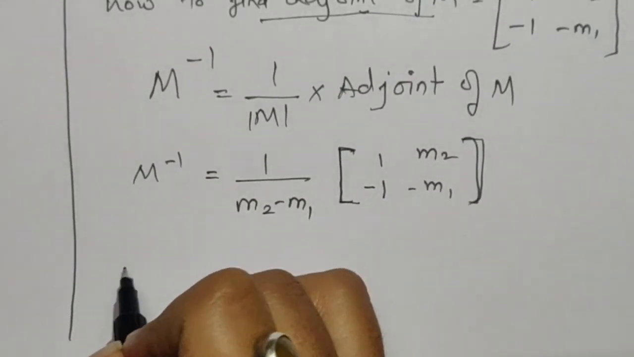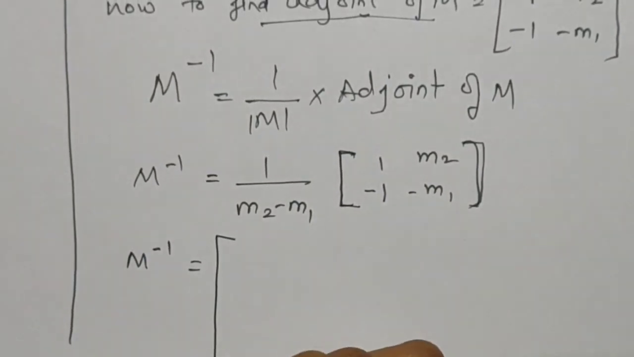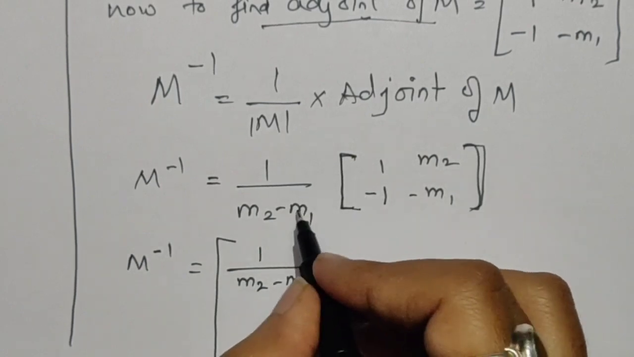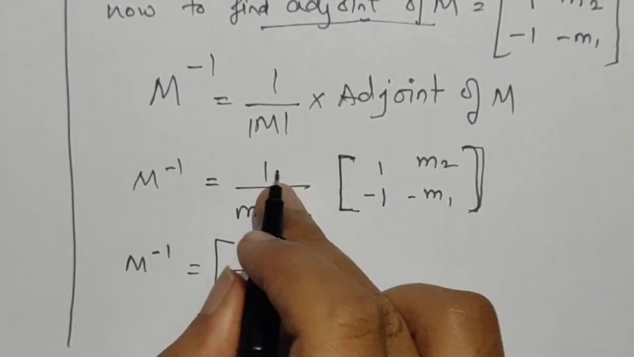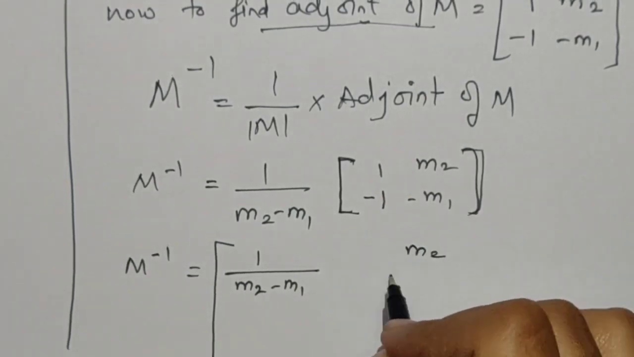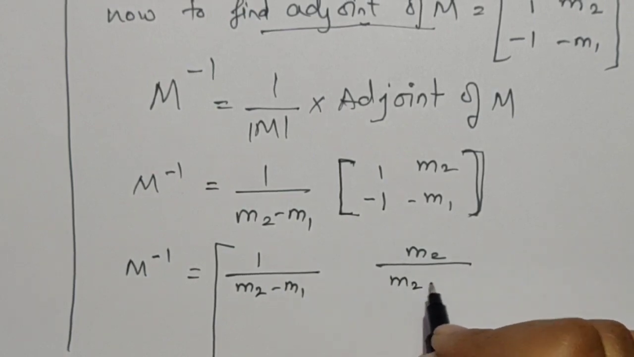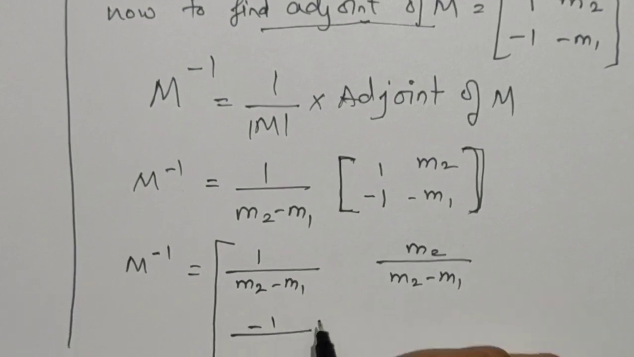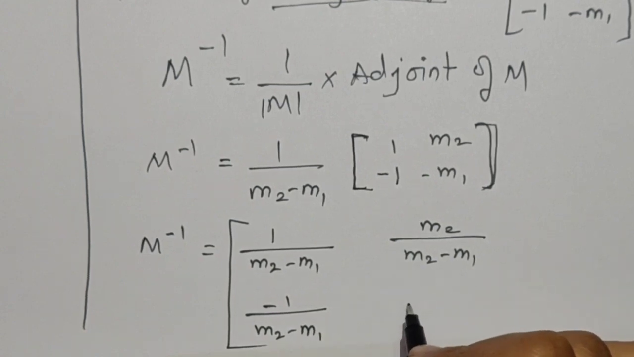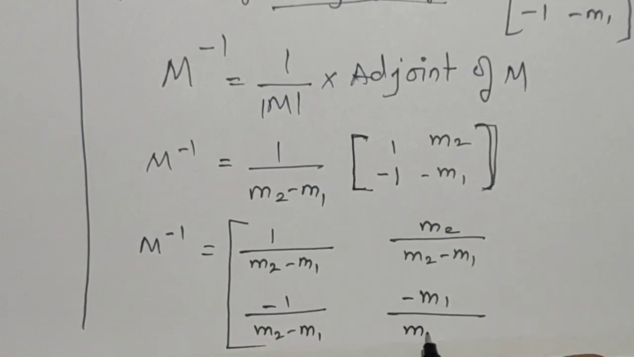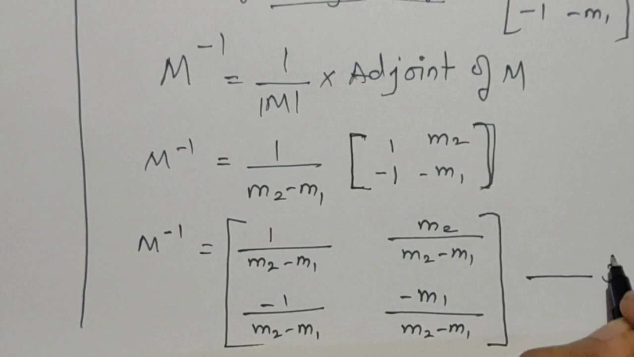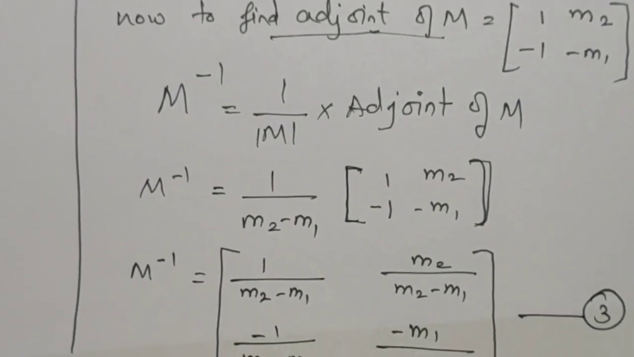After multiplication, the answer will be M inverse is equal to 1 upon m2 minus m1 multiplied with the adjoint matrix. So I have got m2 divided by m2 minus m1, then minus 1 divided by m2 minus m1, and minus m1 divided by m2 minus m1. So I have got this M inverse. I will name this as the third equation.